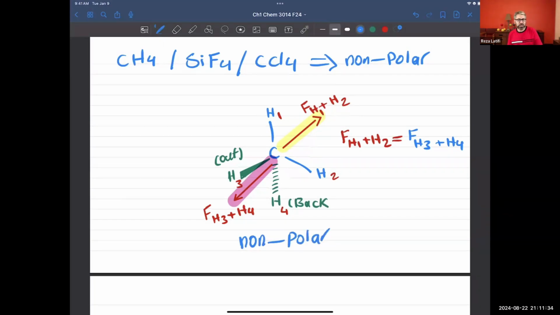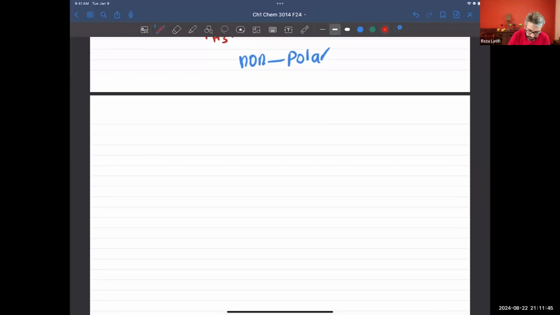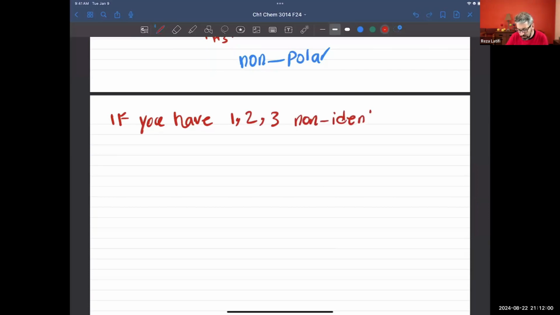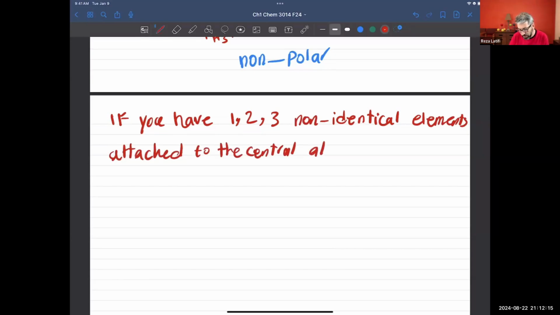Okay, nonpolar. Question: what if I change one of the hydrogens? Or if I change 2 of them, or 3 of them? If you have 1, 2, or 3 non-identical elements attached to the central atom, in that case, all will be polar.